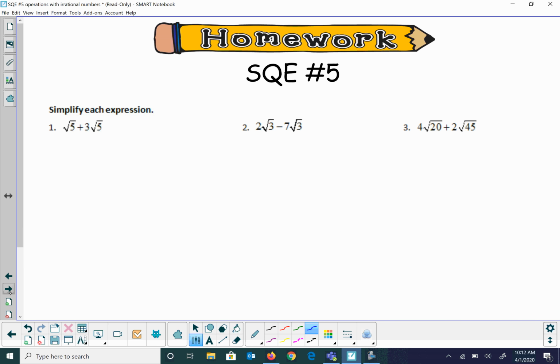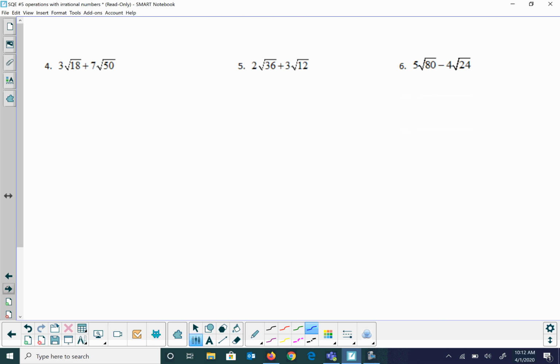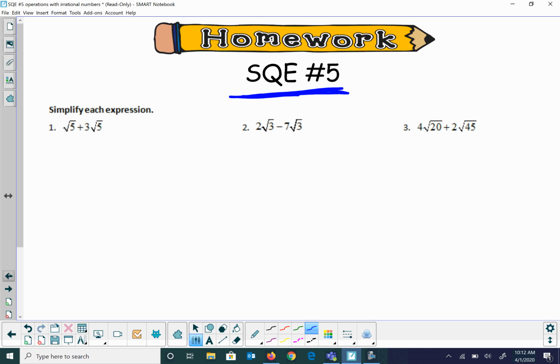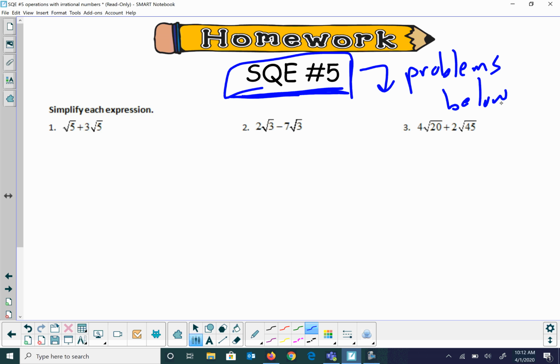All right, so your homework is going to be SQE number 5, and I will have that as a page next. These are just a couple of sample problems that we can work on. Let's see what else we have. I think these are all of our problems that we could do. I think that would be SQE number 5. So if you go ahead and do each and every one of those on a separate sheet of paper, that should help you along for the quiz. Hey, I hope you all are doing great. So this is the problems below. Just go through and give them a try.